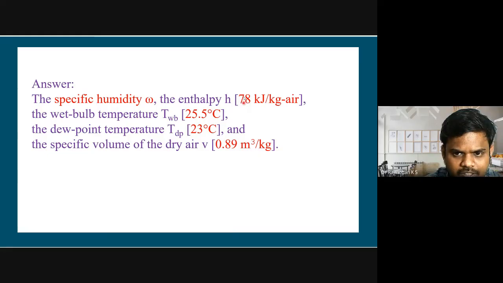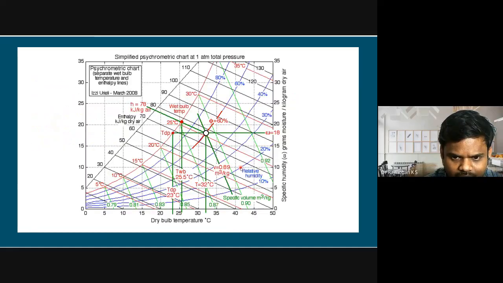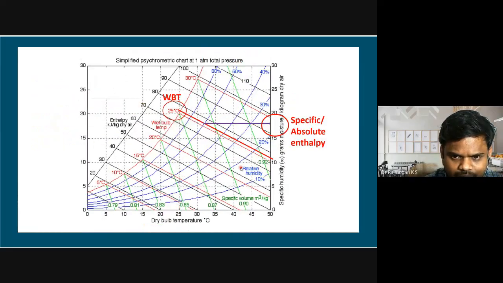You can get plus or minus values, but what I have observed is the enthalpy H is 78, the wet bulb temperature is just above 25, so it is 25.5, the dew point temperature is around 23 degrees Celsius, and the specific volume of the dry air is 0.89 meter cube per kg. Okay, so let me explain again how I have done it.